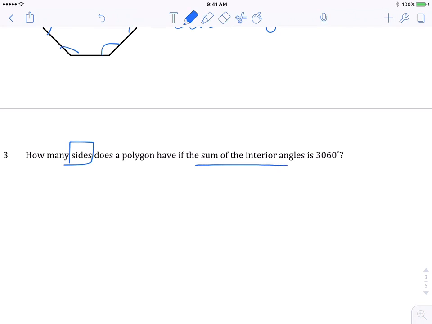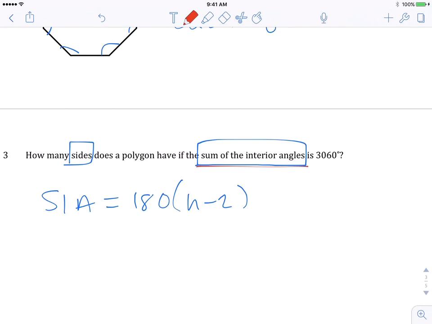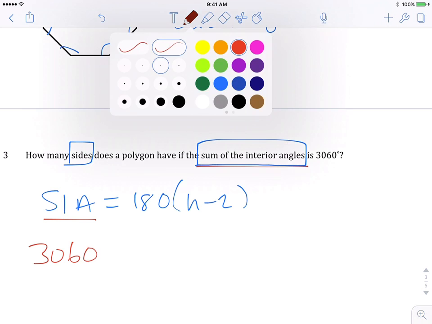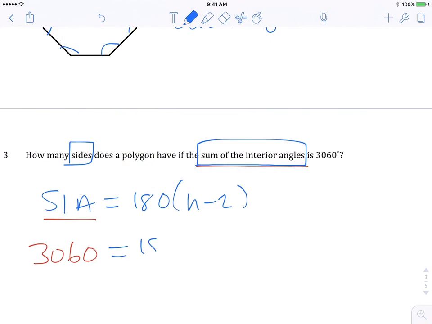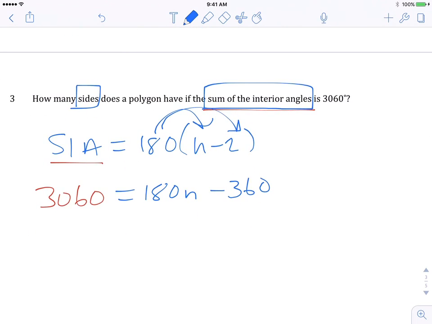If the sum of the interior angles is 3,060, start with the formula, 180 times n minus 2. The key here is that it gave you the sum of interior angles. It gave you this part of the equation. So we know that 3,060 is equal to 180 times n minus 2. You're going to use the distributive property here, and we're going to multiply 180 times n, which is 180n, and 180 times negative 2, which is negative 360. This is probably one of the more challenging questions you can possibly get.